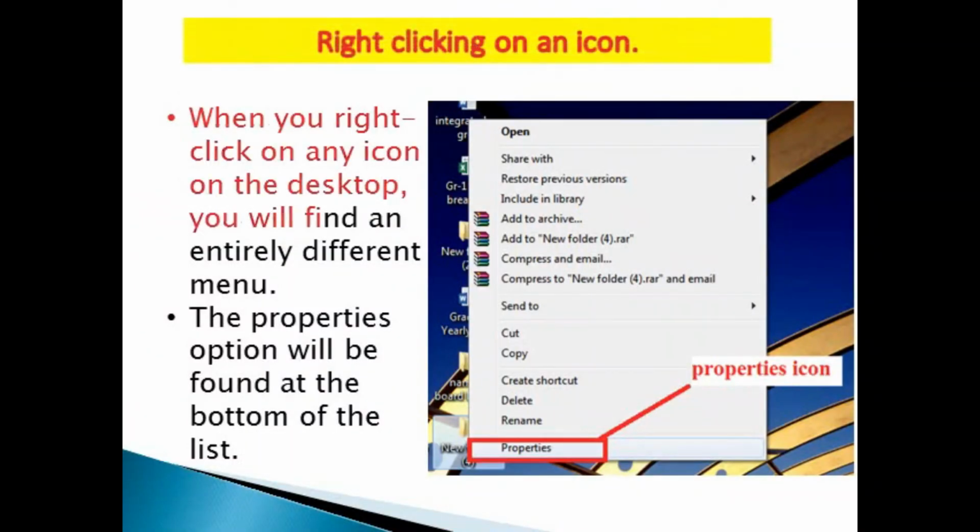Right-clicking on an icon. When you right-click on any icon on the desktop, you will find an entirely different menu. The Properties option will be found at the bottom of the list.